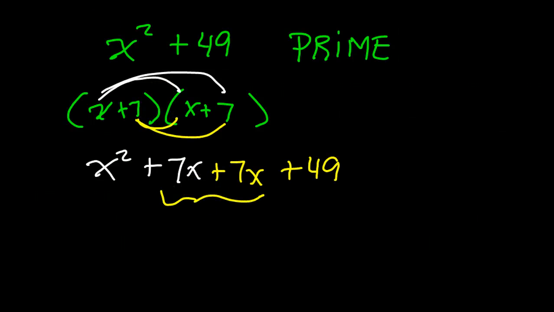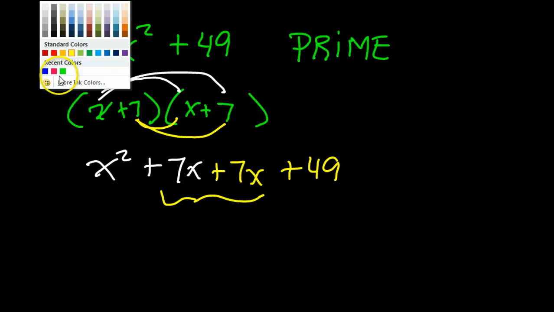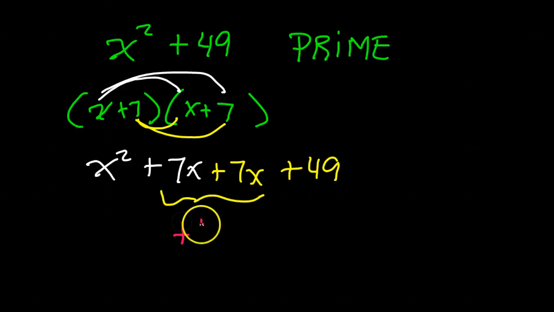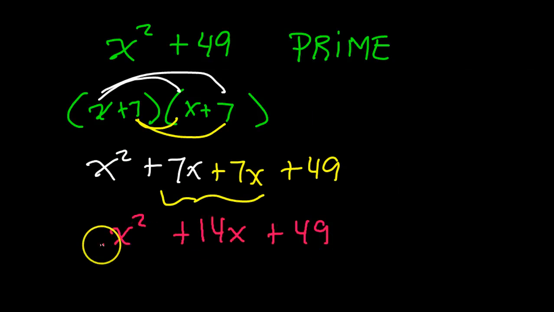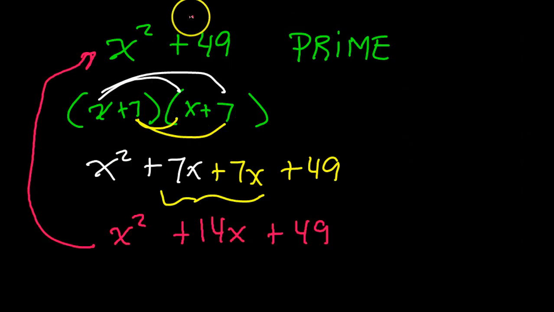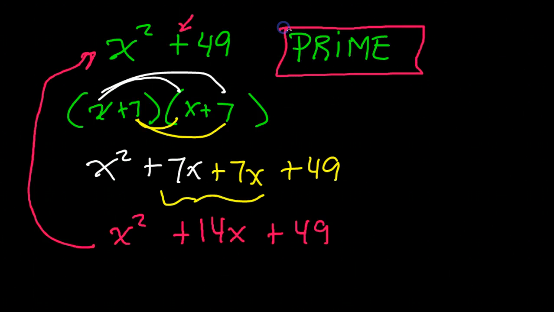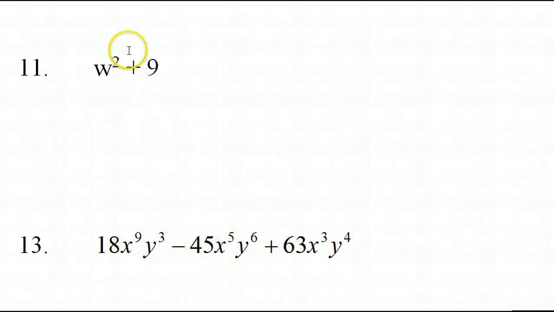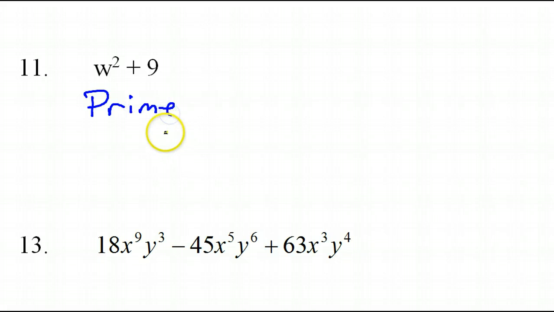Let me use a different color. You're just going to have 14x right here. Alright, so you wind up with x squared plus 14x plus 49, which is not what you started with. So, like I said, when it's the sum of two squares, that is prime, unfactorable. So that's what's going on here. Sum of two squares, it is prime, not factorable.